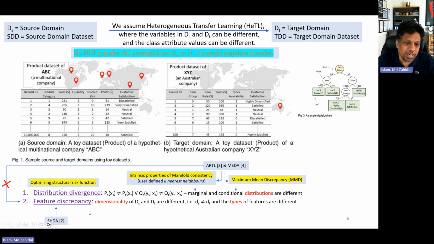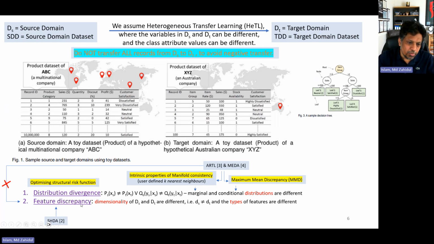Now, between the source dataset and the target dataset, we may experience distribution divergence. Distribution divergence means that the marginal distributions of the attributes of the source dataset and of the target dataset may not be similar. They can be different. And the class conditional distribution of the source and the class conditional distribution of the target may also be different. So that means the target dataset distribution is different from the source dataset.